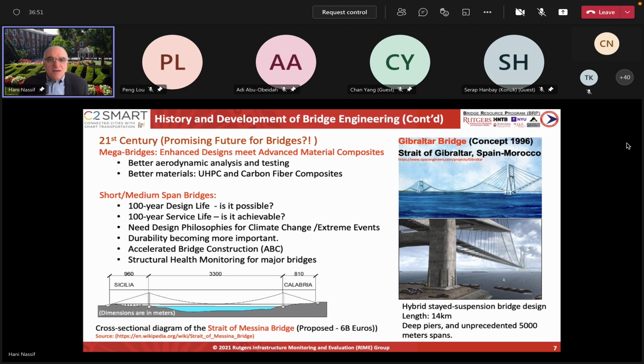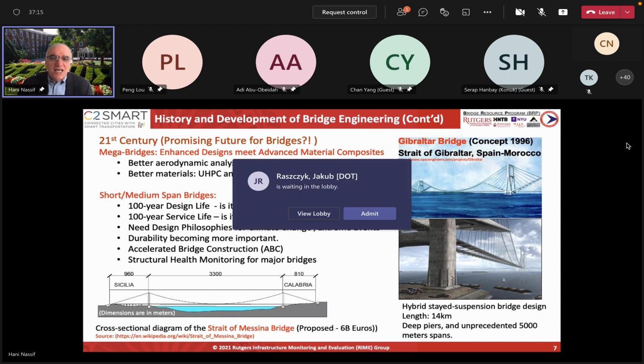However, in our everyday bridges, which is like the short to medium span, there are many issues that are coming up. And I think what the enhancement is going to be, are we going to design for 100-year service lives? I think durability and maintenance are becoming more important than safety and strength. So serviceability, design life, we can do it easily.